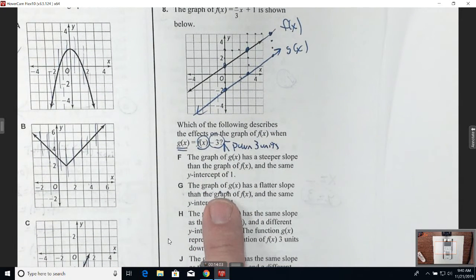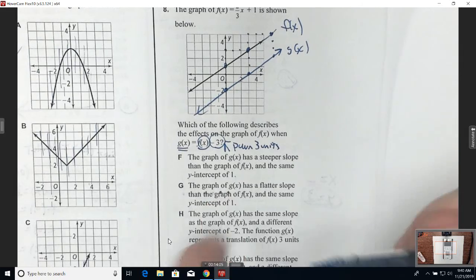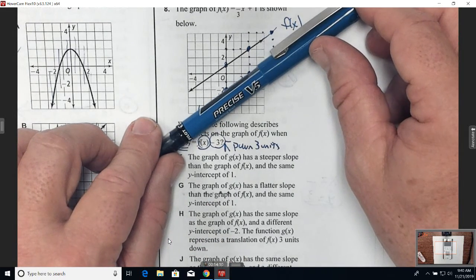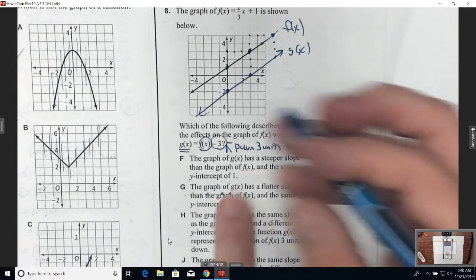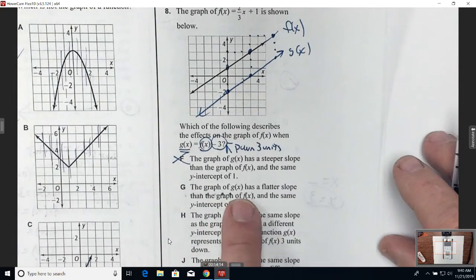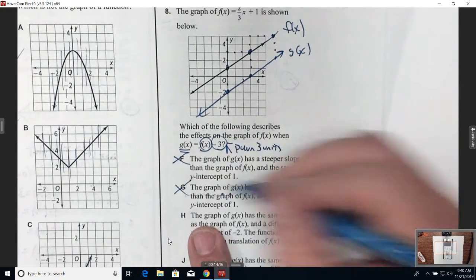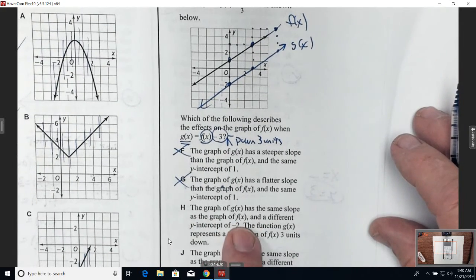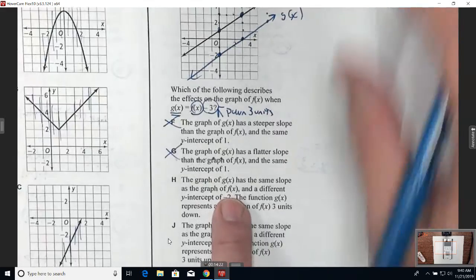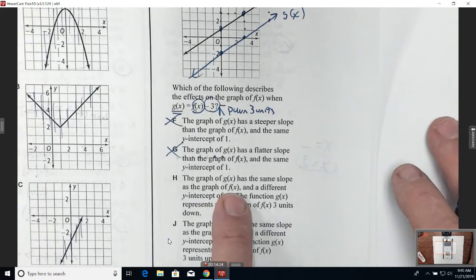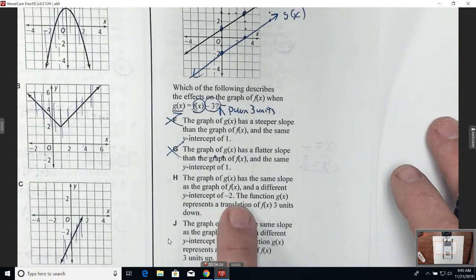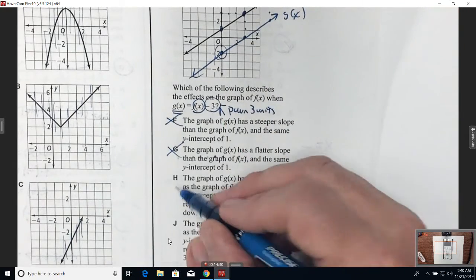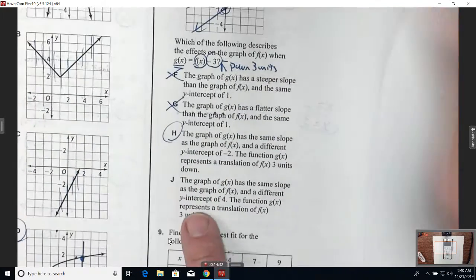Okay, so which of the effects is it? It's the same slope, isn't it? Did I change the tilt of it by moving it down? No. So this one has a steeper slope? Absolutely not. The graph of g of x has a flatter slope? No, it's not changed. The slope's the same. The graph of g of x has the same slope as the graph of f of x, and a different y-intercept of negative 2? Yeah, it's the same slope but different y-intercept. Yes. And obviously it's not J.